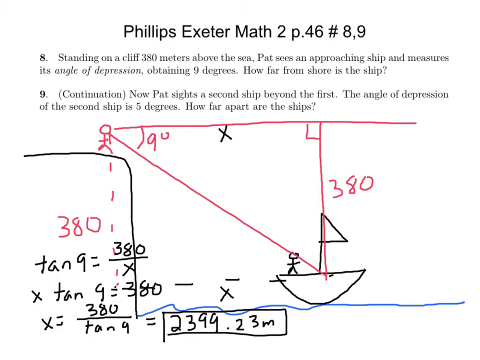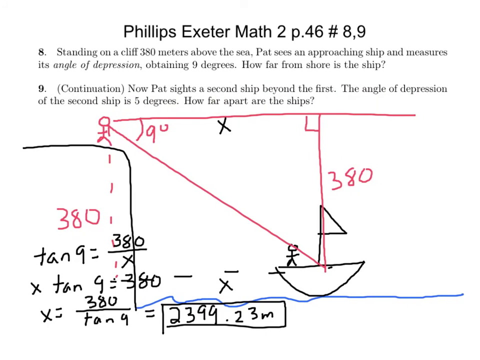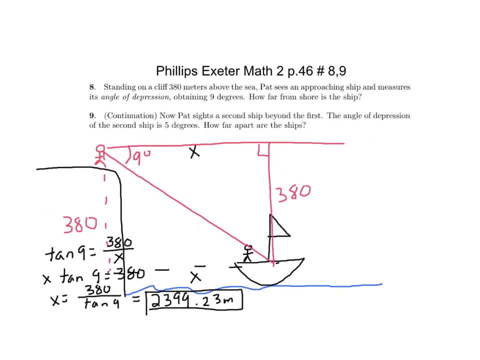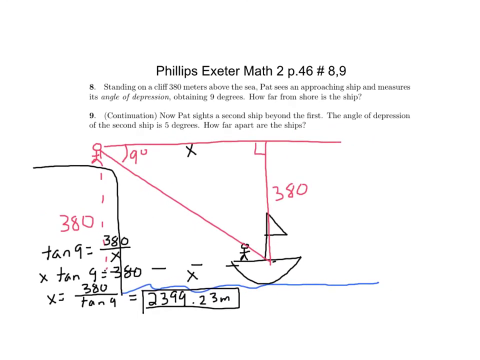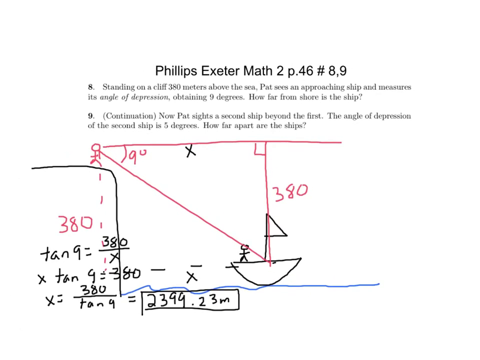Okay, so now Pat sights a second ship beyond the first. The angle of depression to the second ship is 5 degrees. Now, let me actually see if I can make that a little bigger here. Okay, so let's do that. Okay, so now we have a second ship out here. And I'll draw this ship way out here, like so.